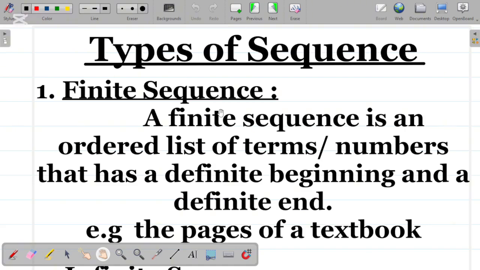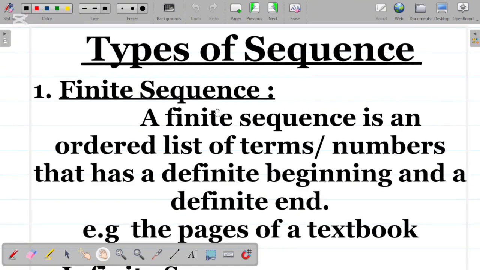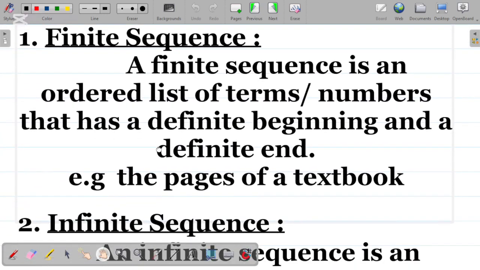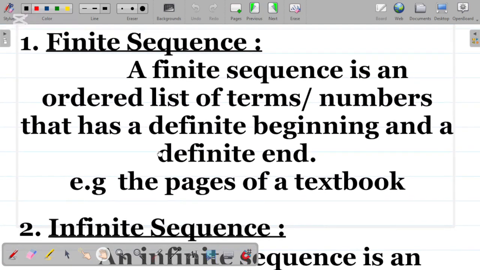All right, let's look at the types of sequence. Number 1 here, we have the finite sequence. What is a finite sequence? A finite sequence is an ordered list of terms or numbers that has a definite beginning and a definite end.